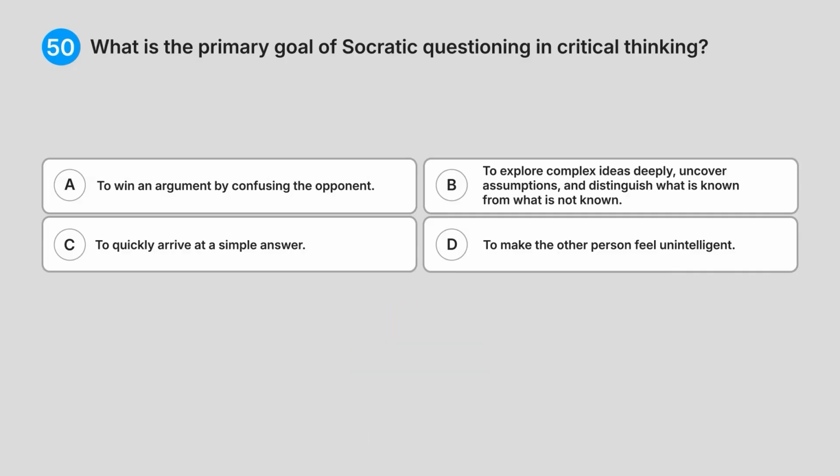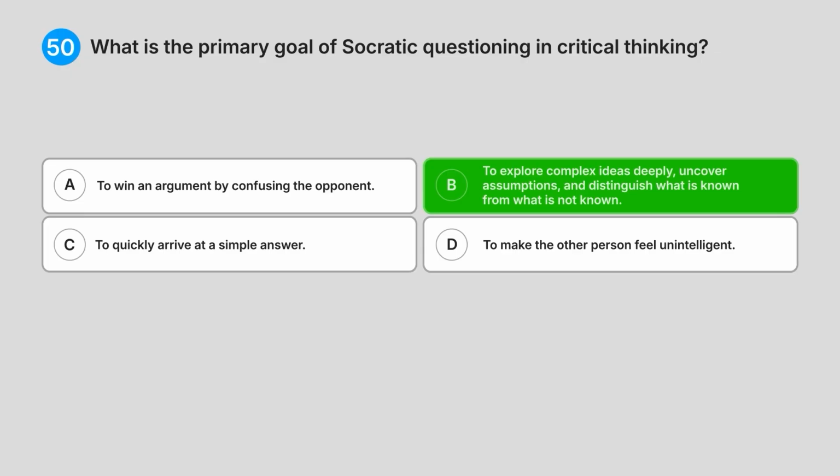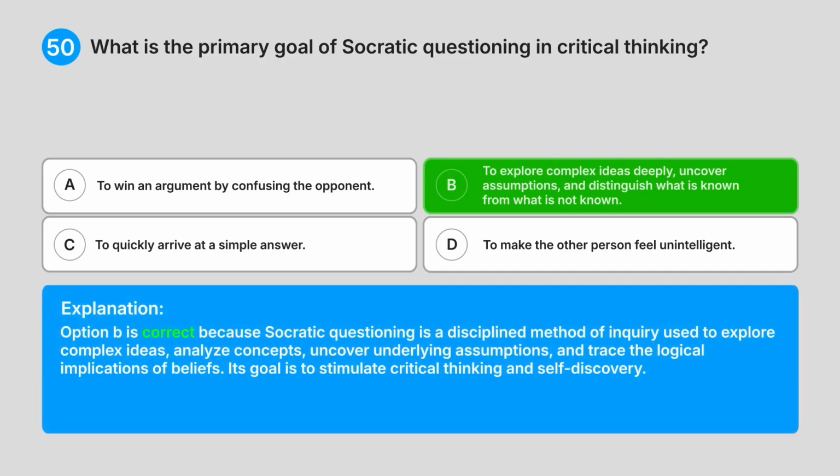Correct answer, B. To explore complex ideas deeply, uncover assumptions, and distinguish what is known from what is not known. Explanation. Option B is correct because Socratic questioning is a disciplined method of inquiry used to explore complex ideas, analyze concepts, uncover underlying assumptions, and trace the logical implications of beliefs. Its goal is to stimulate critical thinking and self-discovery.